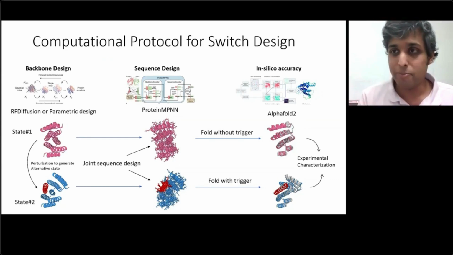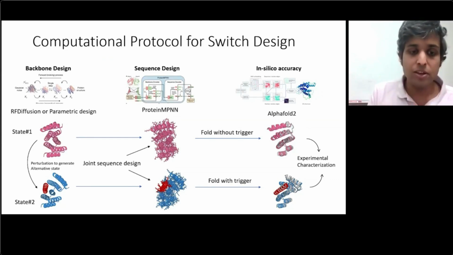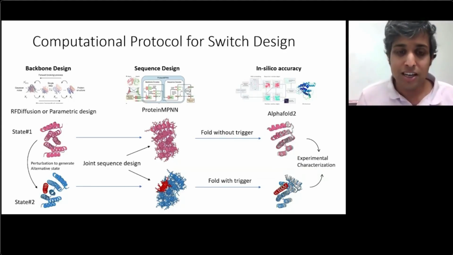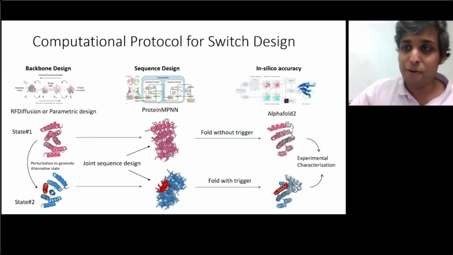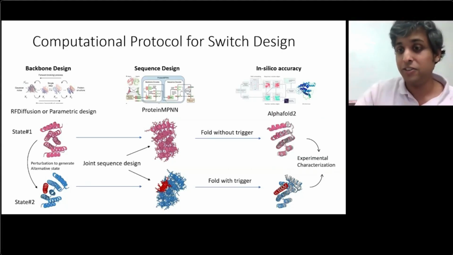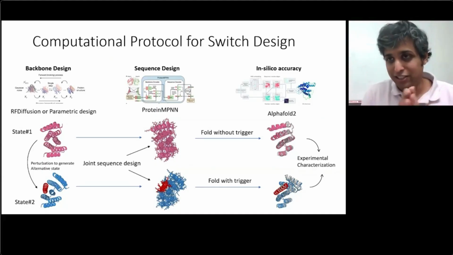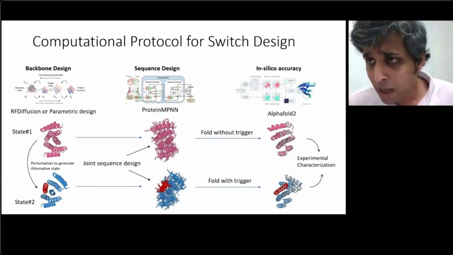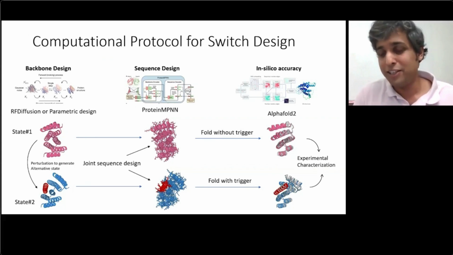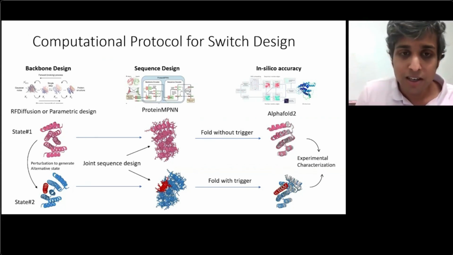And then we ask our protein MPNN, our sequence design method, to identify a sequence that can simultaneously satisfy both structures. You can think of it as like the joint probability of amino acids across all the positions in that fold. And then we ask AlphaFold, does this thing actually fold into two different structures when you fold it in the absence and presence of this red peptide that is the trigger? And that's how we basically can generate multi-state, two-state switching systems.